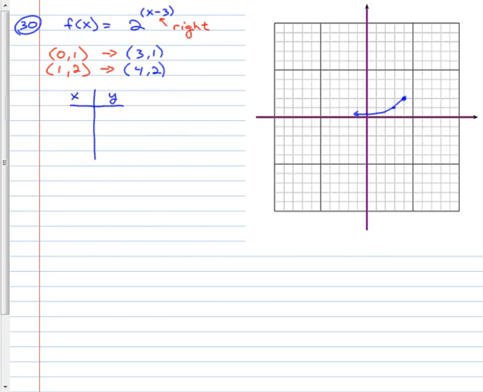I'm going to use a 5 and a 6. And it may end up that it goes off our graph. So 2 raised to the 5 minus 3. Well, that's 2 squared, which is 4. 2 raised to the 6 minus 3, that would be 2 cubed, and that's 8. So it looks like this one fits pretty well. 5, 4, 6, 8. I can continue my curve going through those points. And there's our graph of that exponentially increasing, or exponential growth, function.